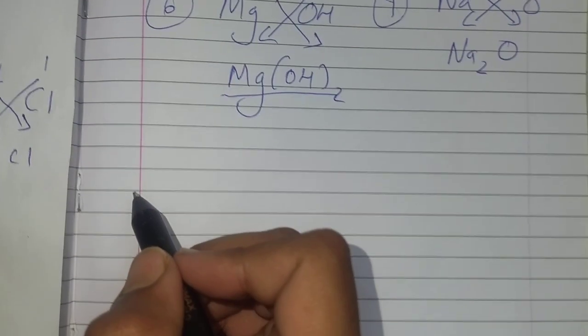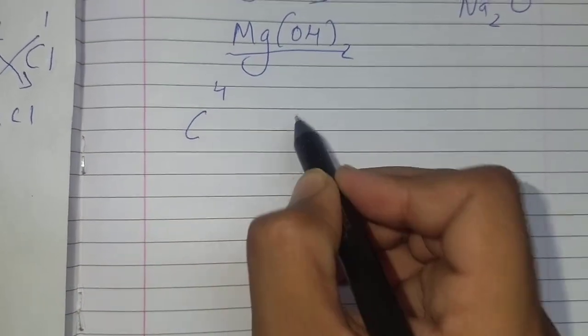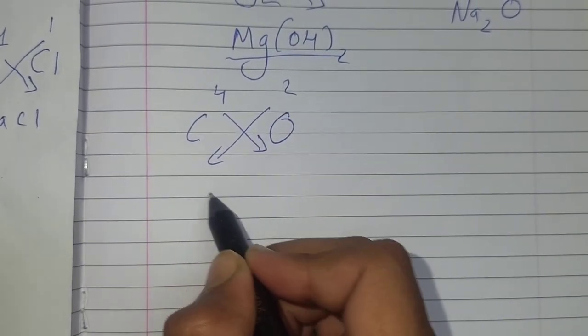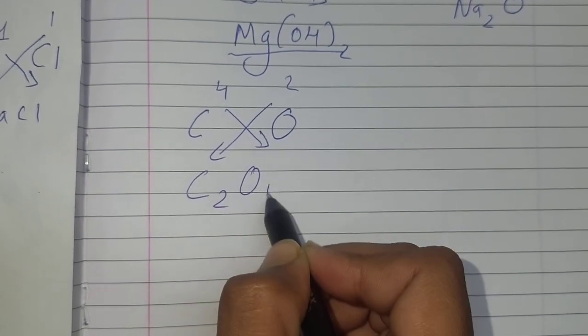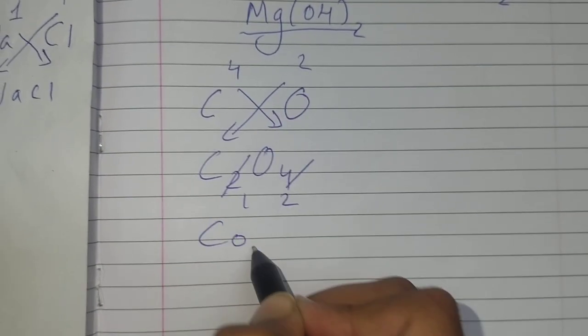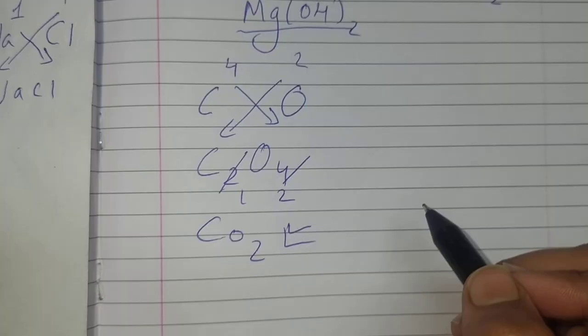Moving to the next one, carbon dioxide. Carbon has valency 4, oxygen has valency 2. Crossing the valencies, C2O4. So this is the correct answer for carbon dioxide.